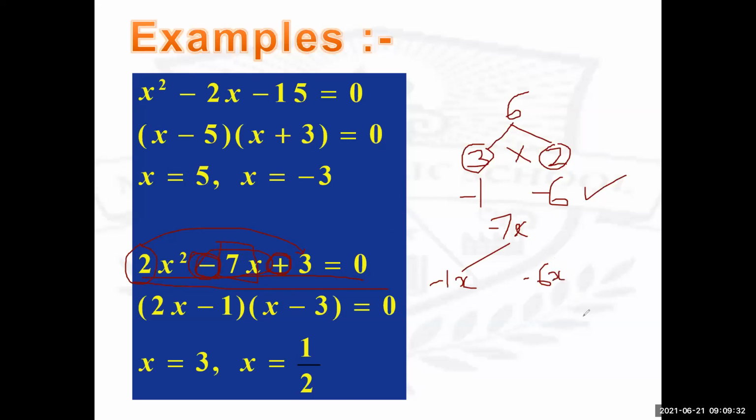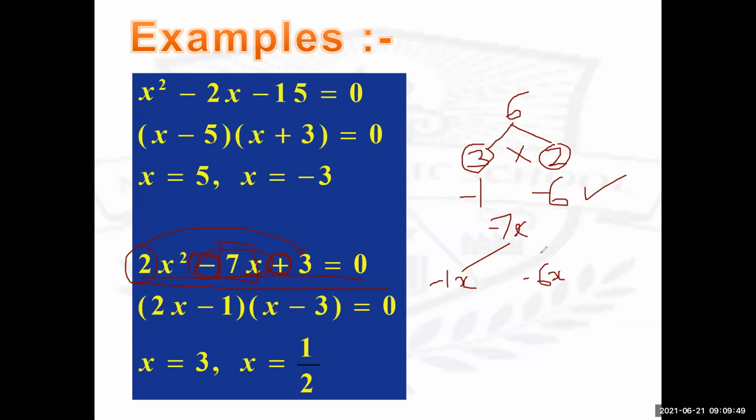This way you are going to split minus 7x. Is this clear to all the students? Hope there are no doubts. Two participants have raised their hands. Okay, you just solve your doubts with them.